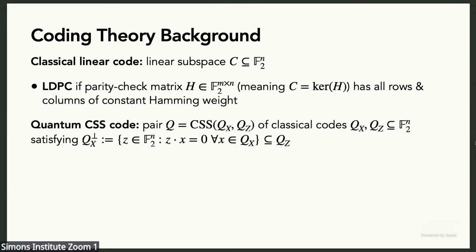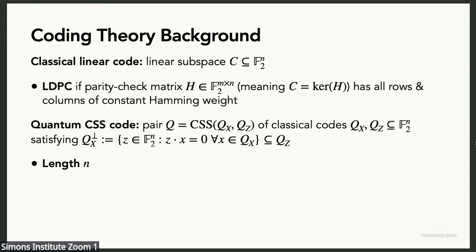Then a quantum CSS code consists of a pair of classical codes, QX and QZ, such that the dual of each of these codes lies inside the other one, where the dual is just the set of all vectors that are orthogonal to everything in the code. And if you haven't seen quantum CSS codes before, you should think of them really as kind of coset codes or quotient codes. You should think of the CSS code given by QX and QZ as the quotient QZ mod QX perp.